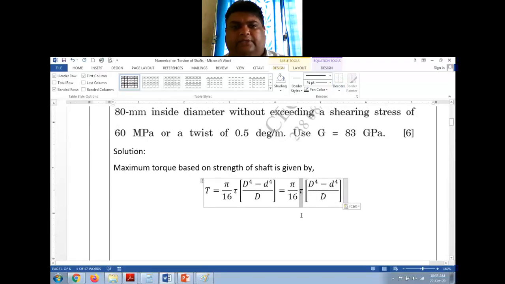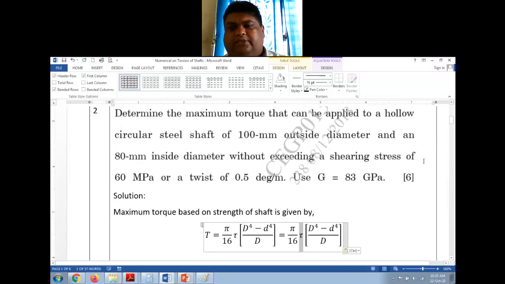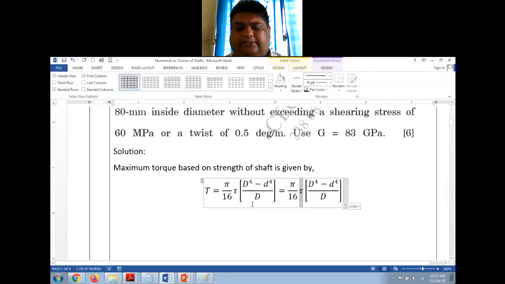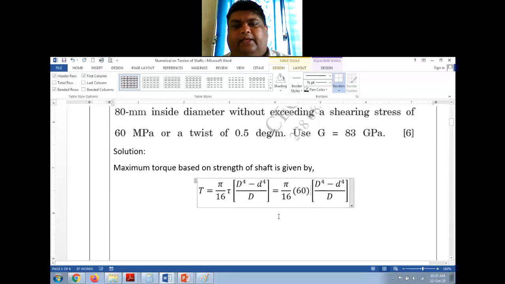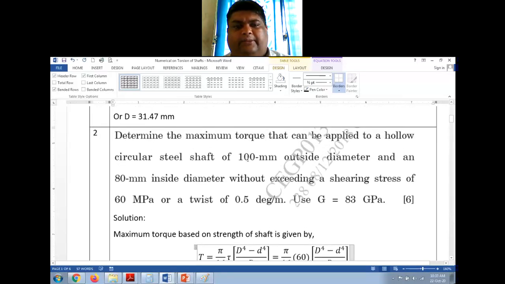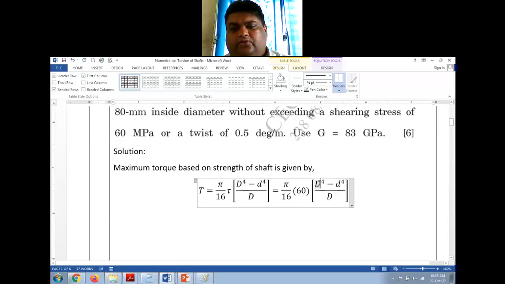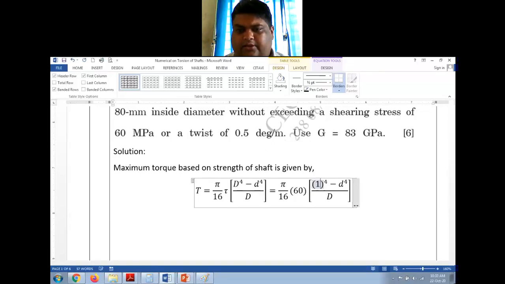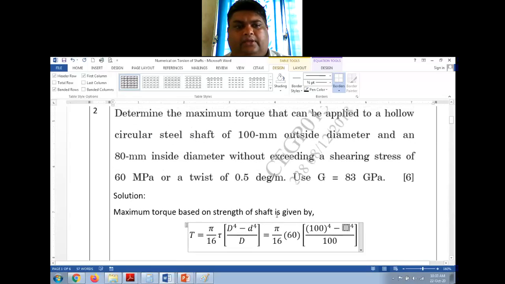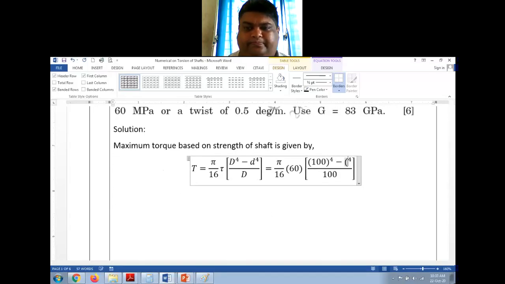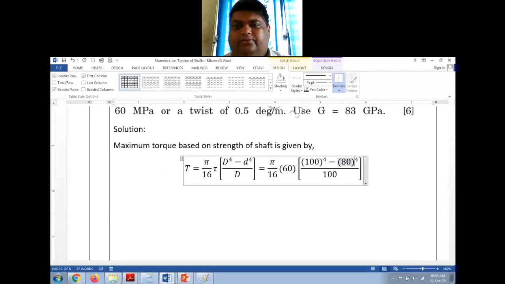Pi by 16, the maximum shearing stress is 60 megapascal, so I will put tau as 60, and the outside diameter is 100 mm. So this capital D will be 100. This will also be 100, and this small d is 80 millimeter. 80, right?